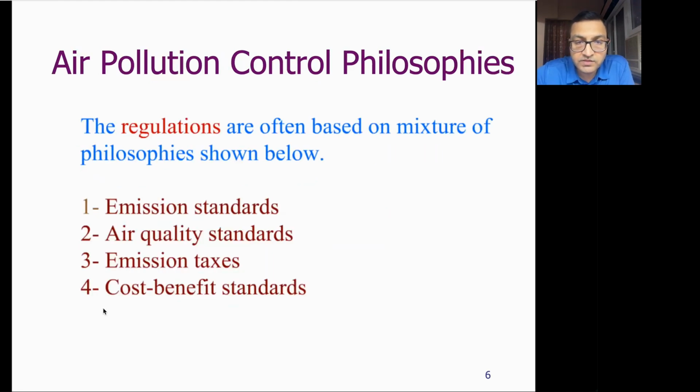So the regulations are based on a mixture of four philosophies shown below. The first is the emission standards philosophy, then the air quality standards philosophy, and I should say the first two are the most prominent ones that are used or that have examples in the current law. Emission taxes, there are some examples, not as many as the first and second, and the fourth is largely a conceptual, theoretical philosophy which doesn't have a lot of examples right now.